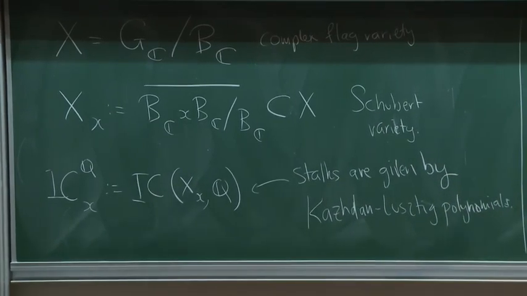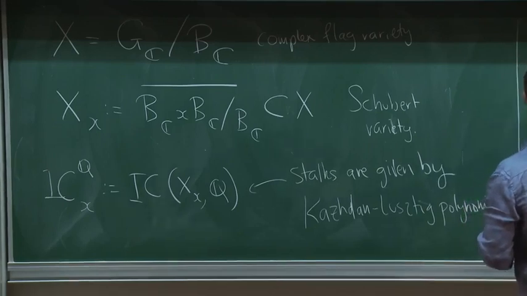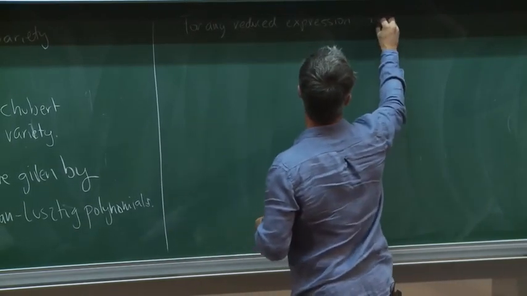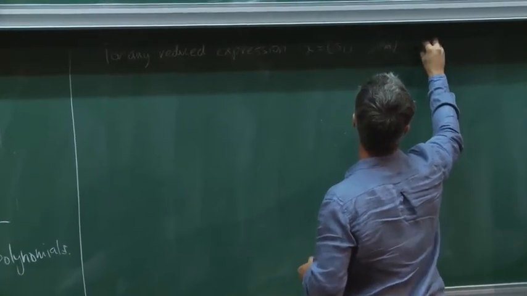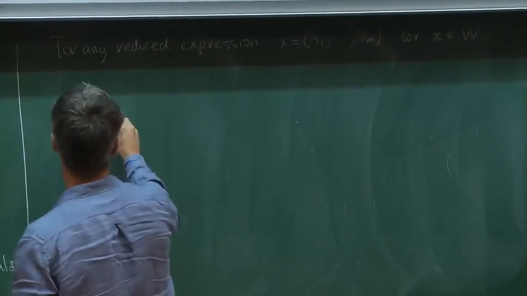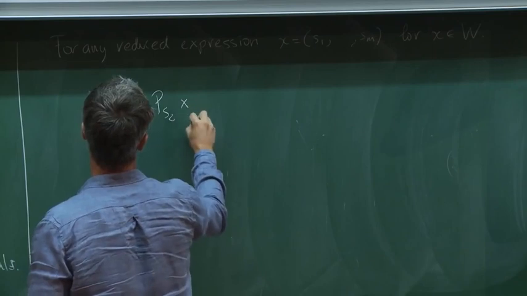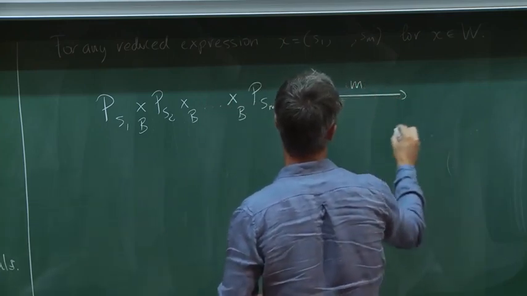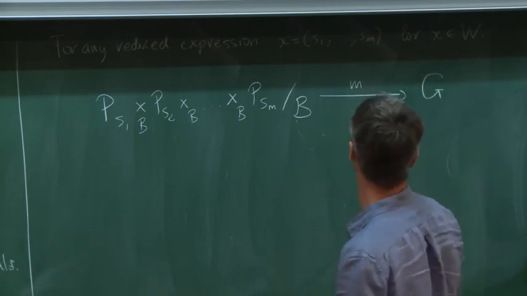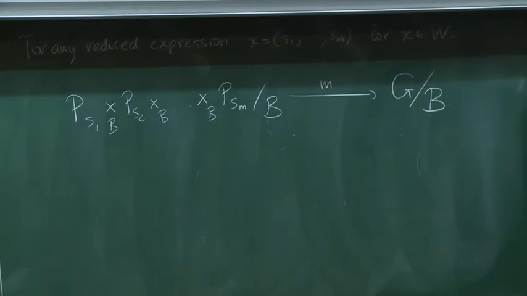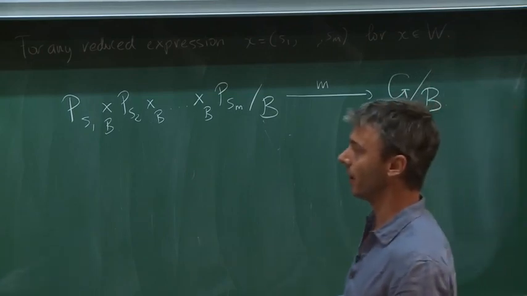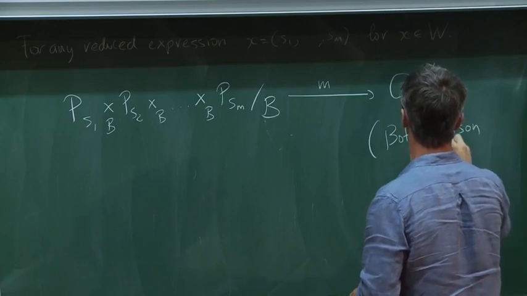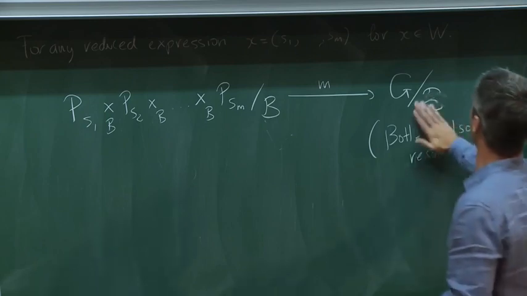And so now, for any reduced expression, for x in the Weyl group, we can consider this Bott-Samuelson resolution. And this has a natural multiplication map to G/B. At some point I stop writing subscript C's, but I hope it's clear. What is small x? This is just any element of the Weyl group. This is the Bott-Samuelson resolution, which is some very useful combinatorial resolution of, sorry, this should go to the Schubert variety inside here.